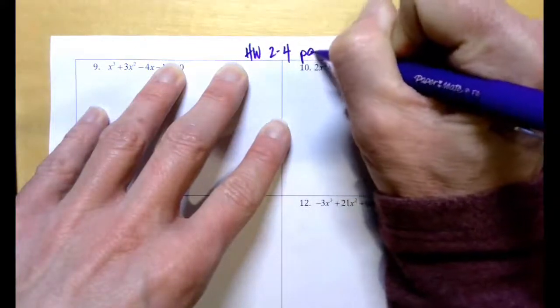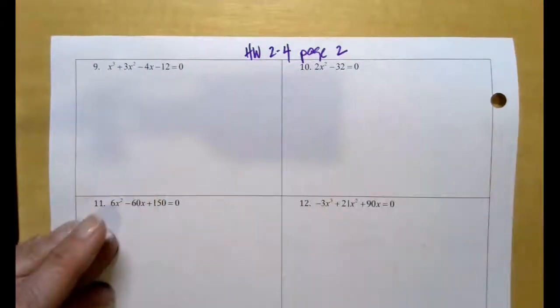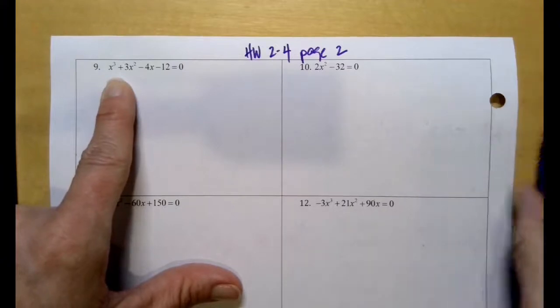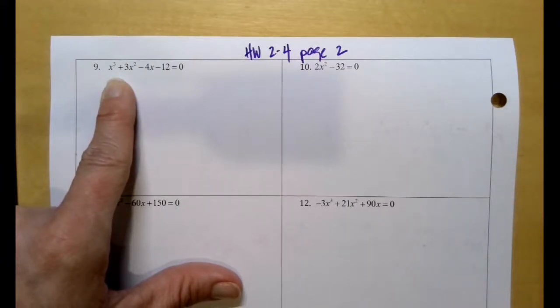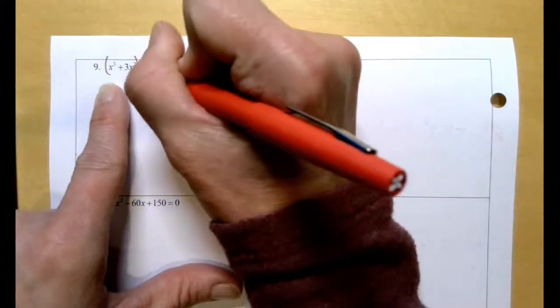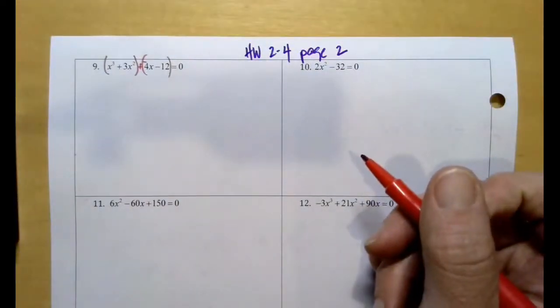2-4, page 2. We've got some factoring to go, so you ready? I see 4 terms. As soon as I see 4 terms, I'm going to get my associative property. Associative property. Able to group things any way I want.